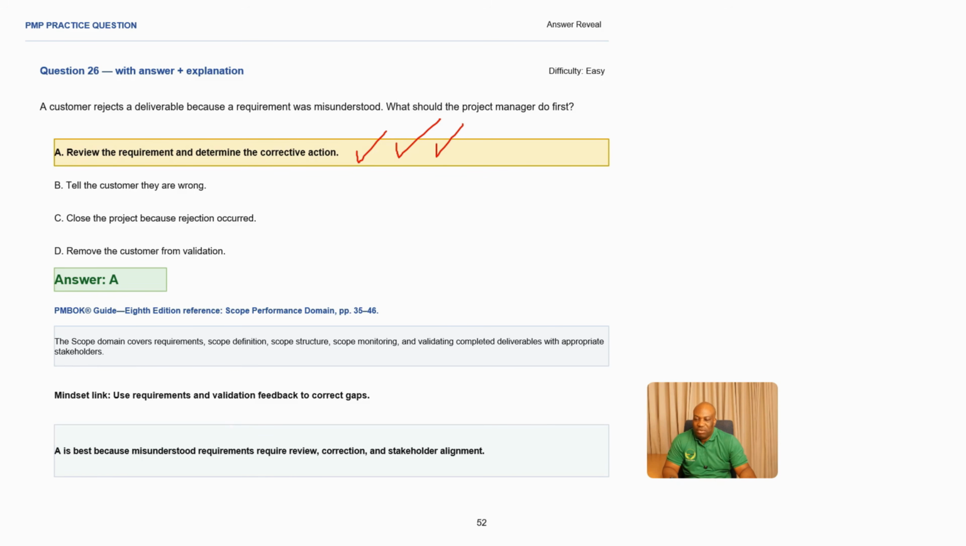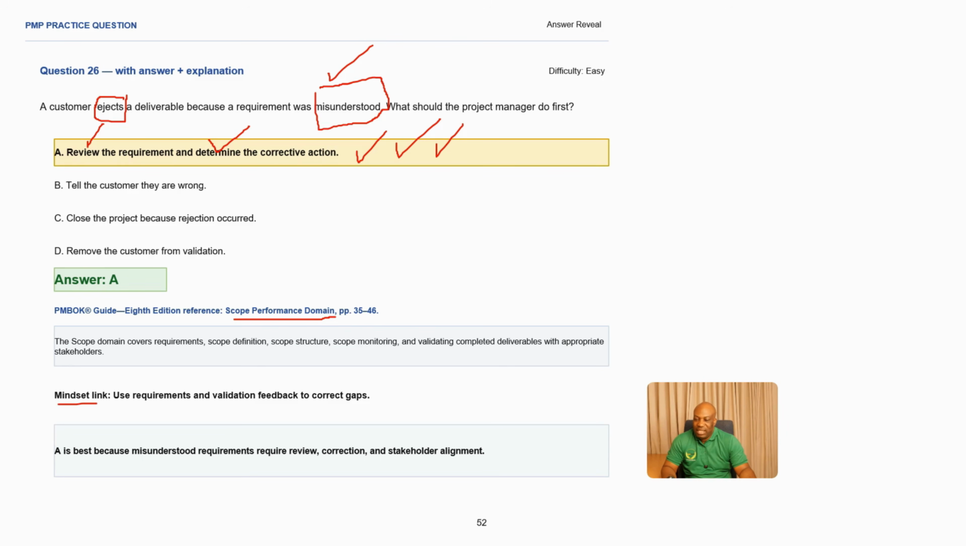You need to review the requirement and also determine the corrective action. This is very important. Before you take any action, you need to understand what the customer is complaining about. Why is the customer rejecting a deliverable? Or why is it true that the requirements were also misunderstood? This is very, very important. And our reference here is the scope performance domain in our PM book.